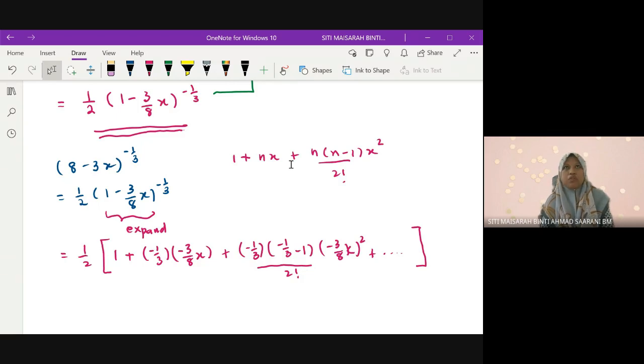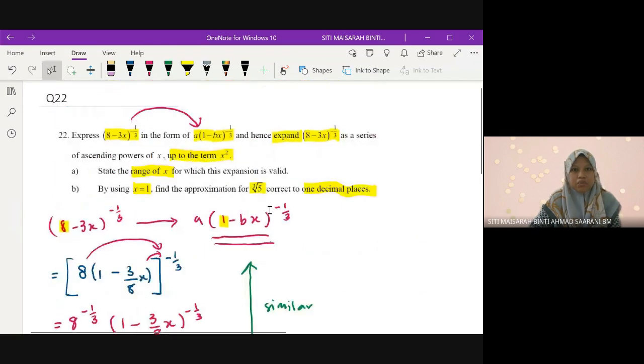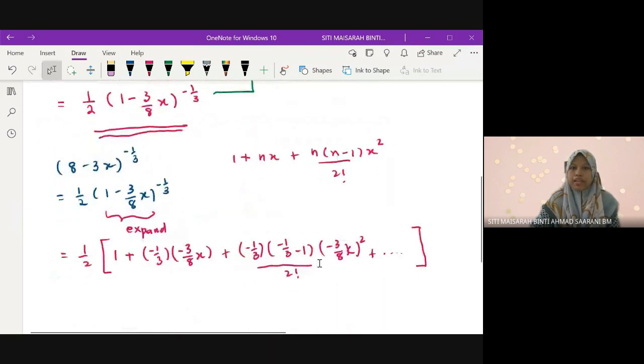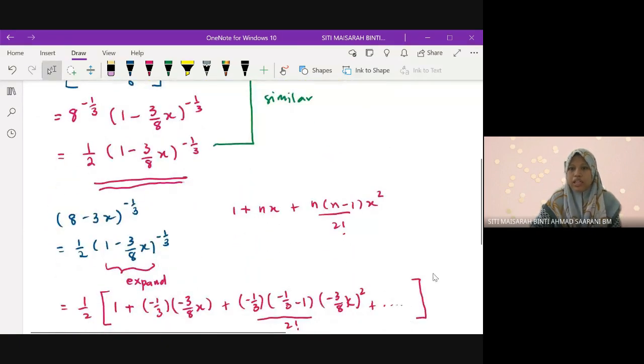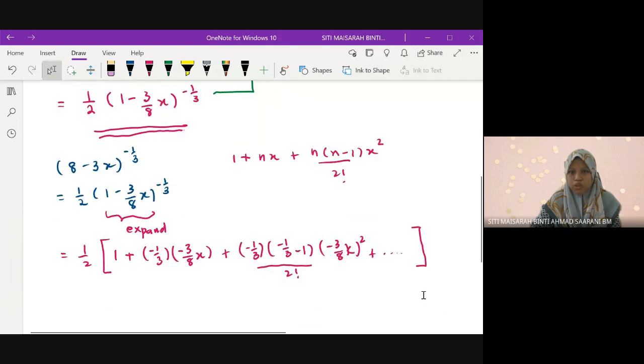Kalau first 4 term dia akan sampai x kuasa 3. Dia kena kira daripada first term dia adalah 1. Kalau dia sebut up to the term x square, so sampai x square lah. Kalau dia sebut up to term x cube, so then awak kena buat lagi 1 sampai dia jadi x cube. Macam itulah. Okay, so then this one kita boleh ringkaskan dia lah.